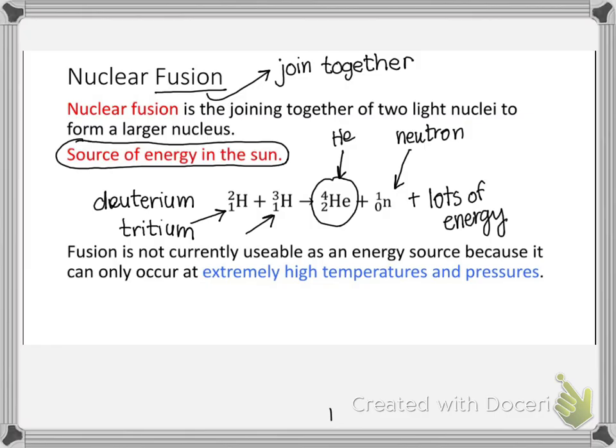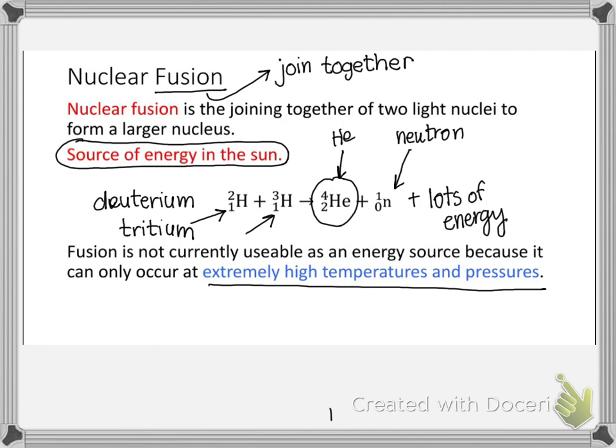Now, this particular reaction would be a wonderful energy source for our power plants because it doesn't have radioactive isotopes as part of its products. So it forms helium. However, they cannot reproduce fusion in a lab. It has to have very high temperatures and pressures for it to occur. So the sun is a perfect place for this reaction to occur. However, in a laboratory, they can't replicate the conditions of the sun.